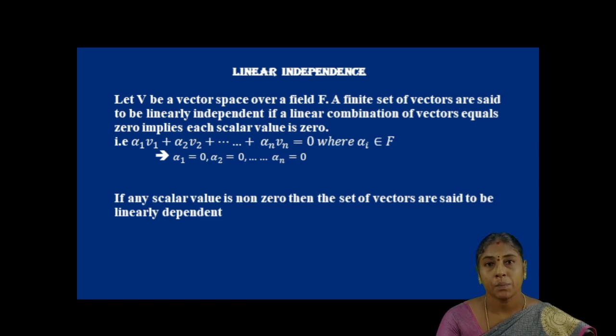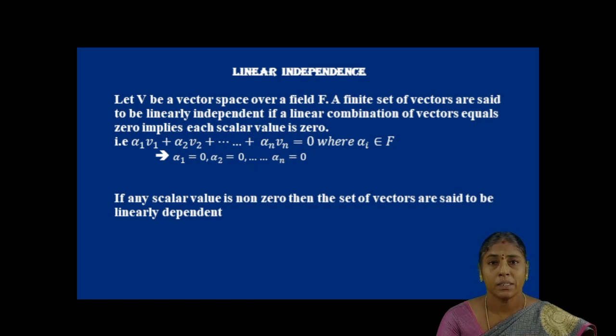If V is a vector space over a field F, a finite set of vectors is said to be linearly independent if a linear combination of the vectors equal to 0 implies each and every scalar in the linear combination is also 0. That is, alpha 1 v1 plus alpha 2 v2 plus etc. plus alpha n vn equal to 0 is a linear combination of vectors which implies alpha 1 equal to 0 and alpha 2 equal to 0 etc. alpha n is also equal to 0. So, if this condition is satisfied, then the set of vectors is called a linearly independent set of vectors.